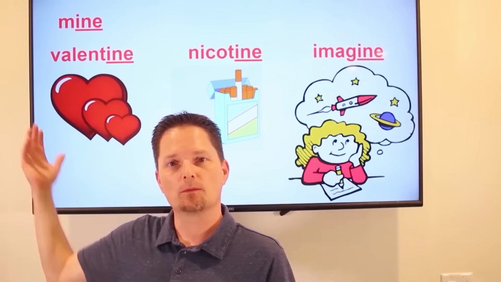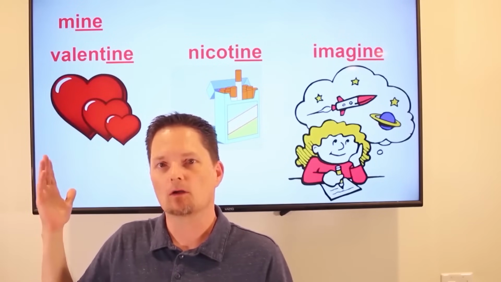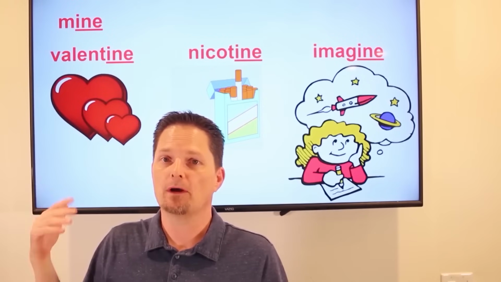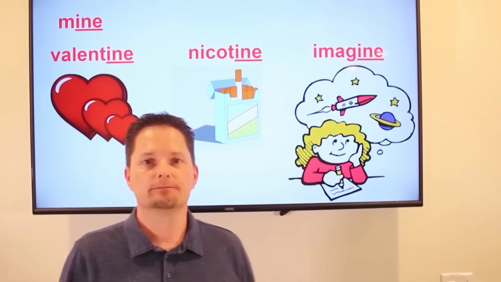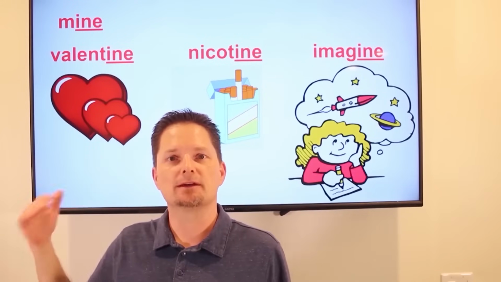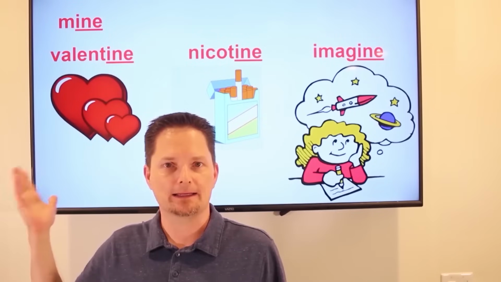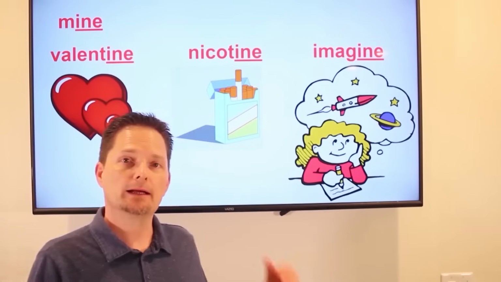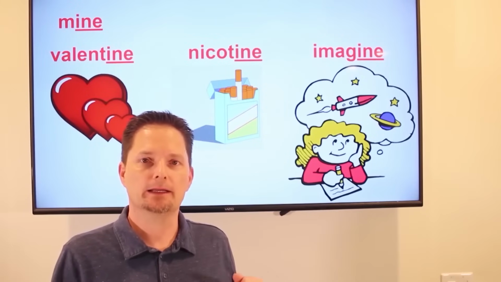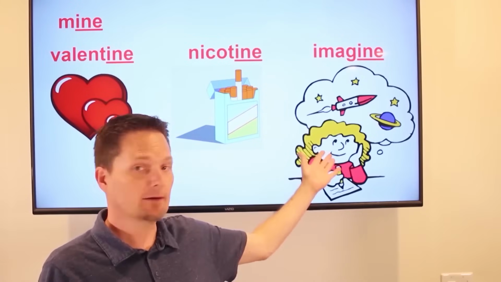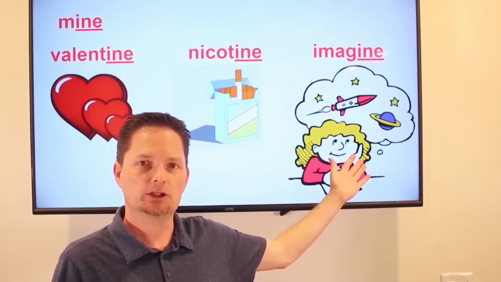Keep watching to practice more. If you have a one syllable word, like mine, the sound is always a long I sound, mine. But when you have more than one syllable, you can have 3 different pronunciations. Valentine uses the original long I sound, Valentine. But you have words like nicotine, where the sound is a long E sound, nicotine. And you have words like imagine, that has the short I sound, imagine.